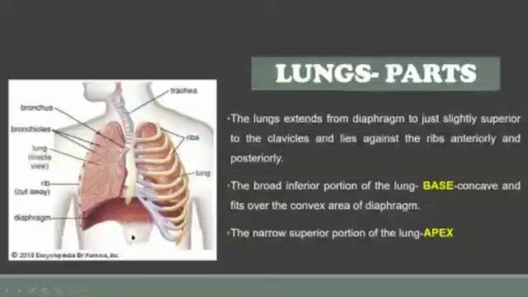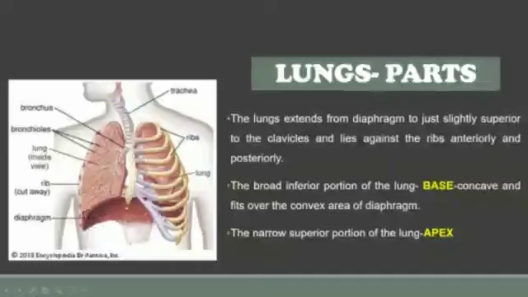So it extends from the diaphragm to slightly just above the clavicle. Then this border of the lung, if you see, is broad. So this inferior border, which is broad, you call it the base of the lung. And this base is concave. Concave means cavity. It is like inward, so the base of the lung is concave.